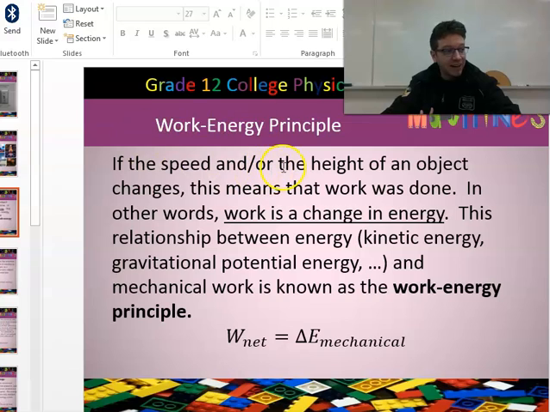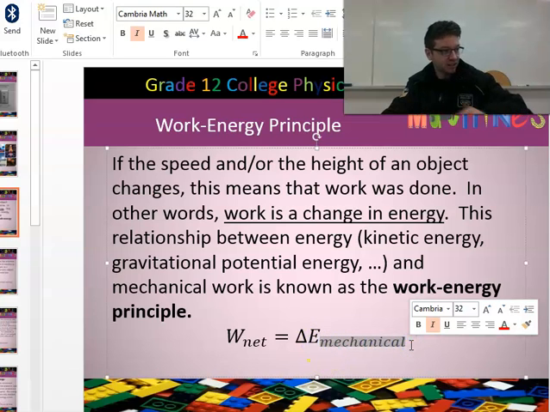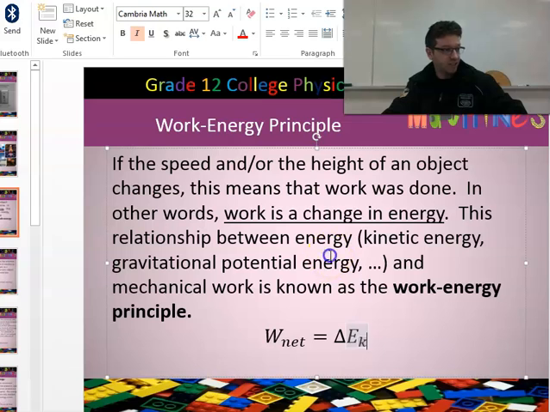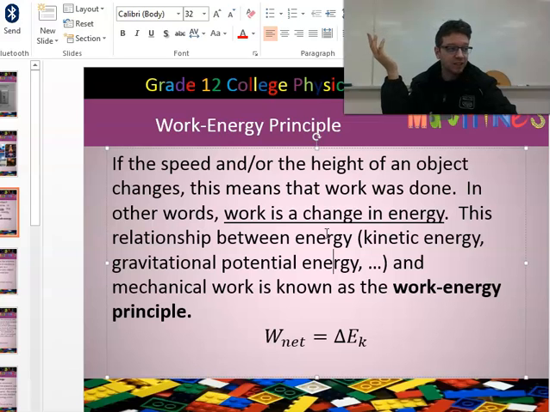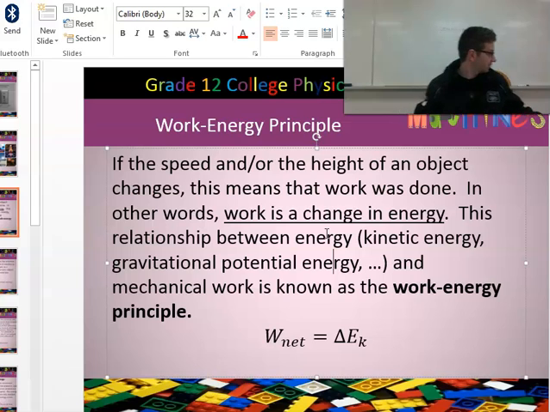Now the work-energy principle says that the net work acting on an object changes your kinetic energy. This says mechanical energy. And when I say net work, we talked a lot about work that was being done, and let me just grab a textbook.